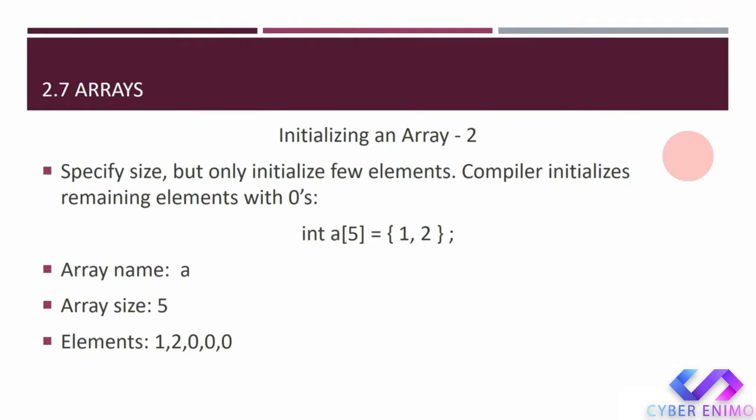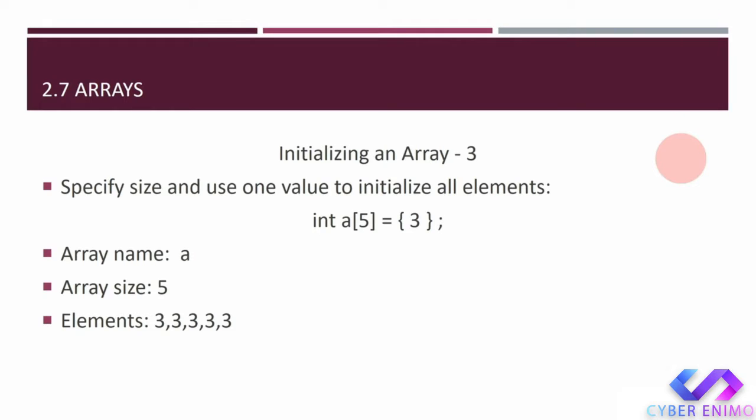The second way we can initialize an array is to specify a size but not initialize all the elements. This might be because we don't know the values of all the elements. For example, if we have an array A of size 5 and type int, we can initialize the first 2 elements, 1, 2. Well, what happens to the other 3 elements? The compiler initializes the remaining elements with zeros. So they become 1, 2, 0, 0, 0.